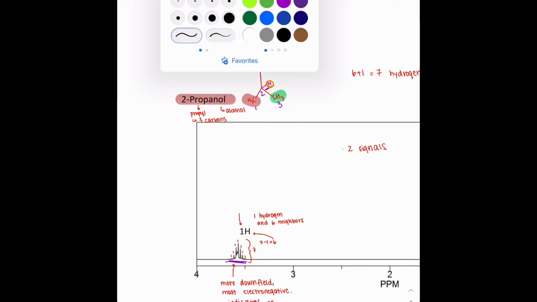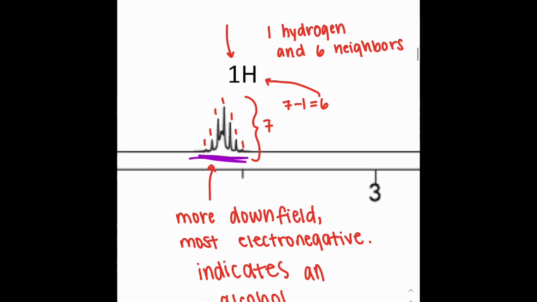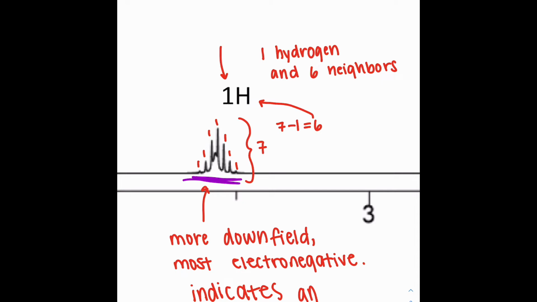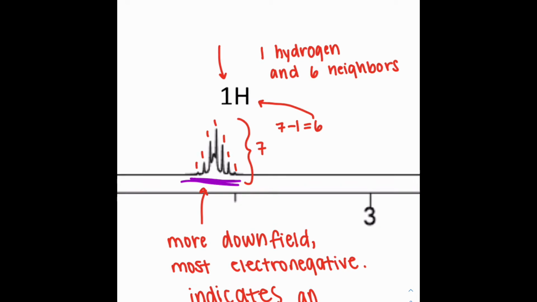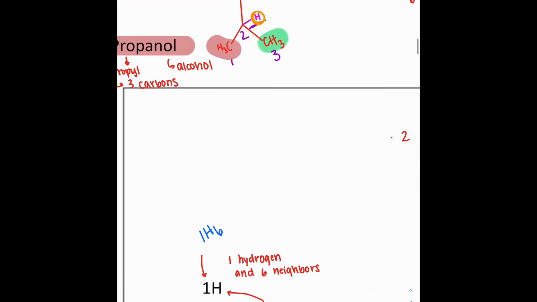The way that I would check that is I would go down here and be like, okay, the integration number tells us that there is one hydrogen, and then there is this multiplet here, and it looks like there are 7 peaks, so we can do 7 minus 1 to get 6, so we know that it's a signal for one hydrogen and then 6 neighbors, right? And that honestly matches perfectly just based on how we know the structure.